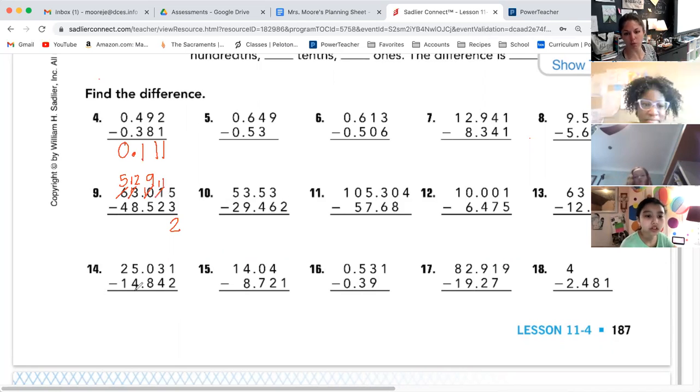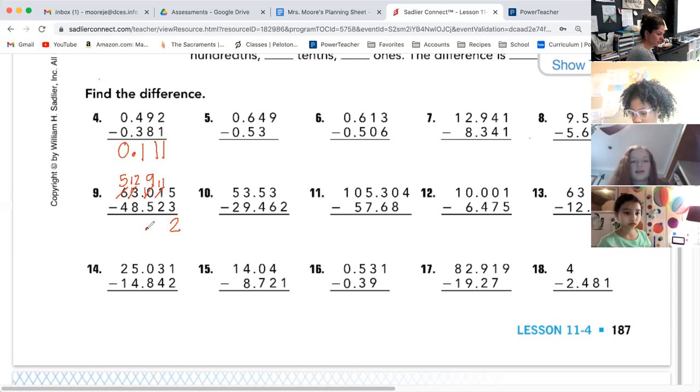How did we do with the regrouping part? Did we all have the same thing for the regrouping? Because if that part isn't quite right, then the rest of the problem won't be either. So we want to make sure the regrouping is all in agreement here. So this part, this column, the thousandths position, no regrouping needed.